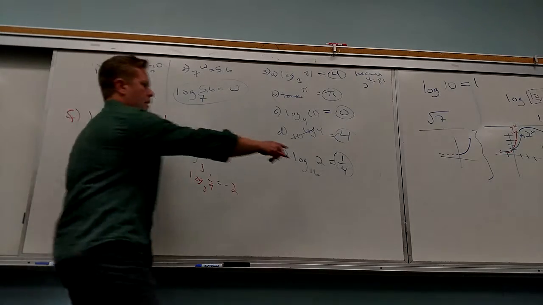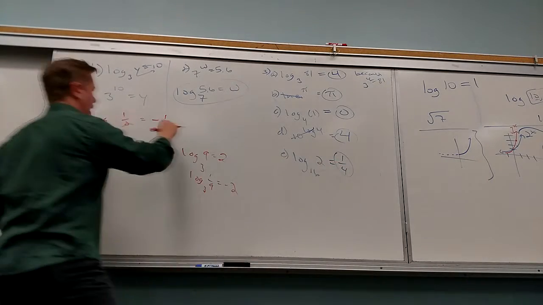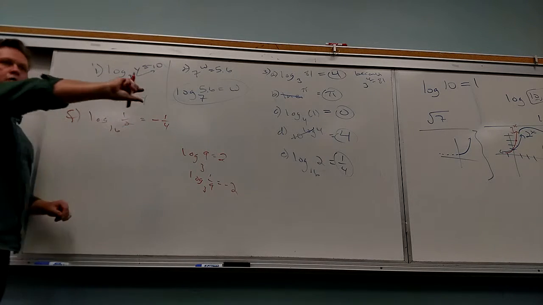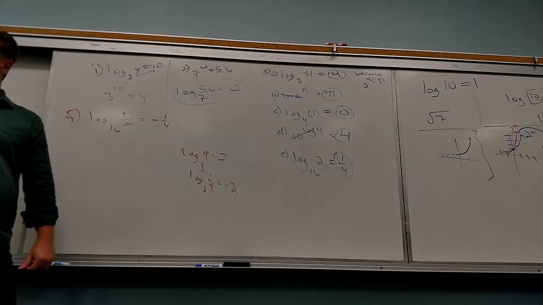So the 1/4 power makes this become 2. How do I take one more step and make it become 1 over 2? Make it a negative power. That would make it become 1 over 2. It would flip it around.